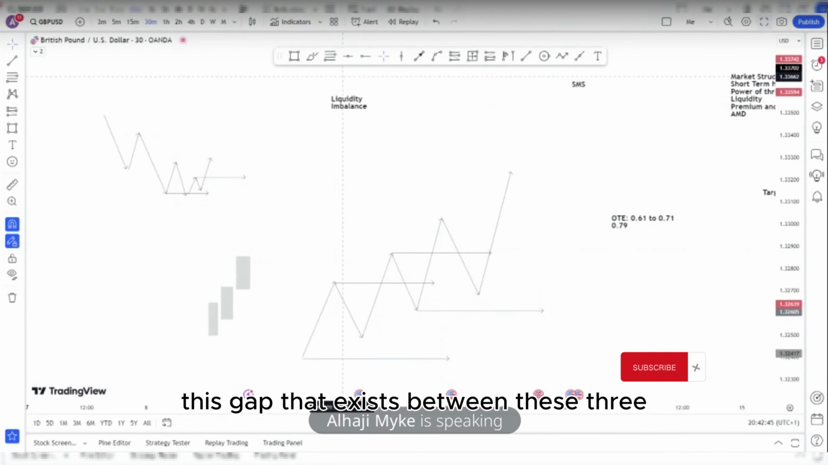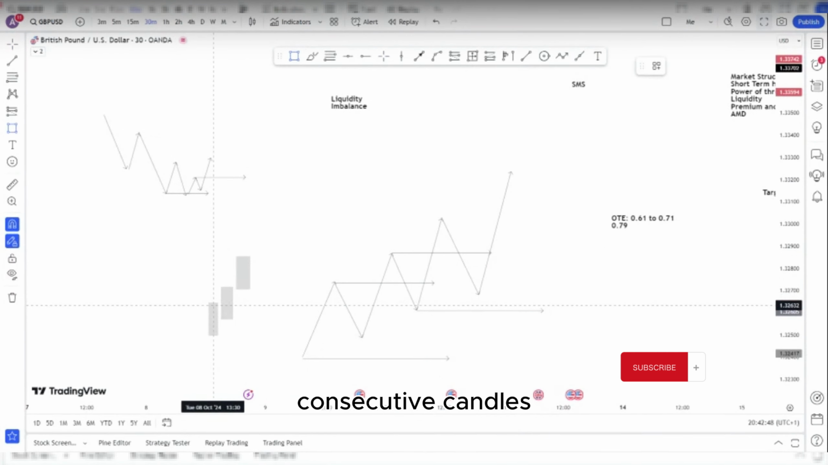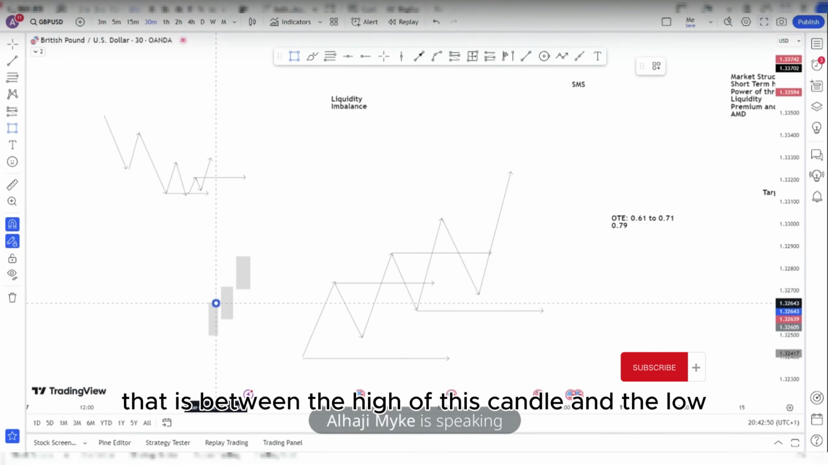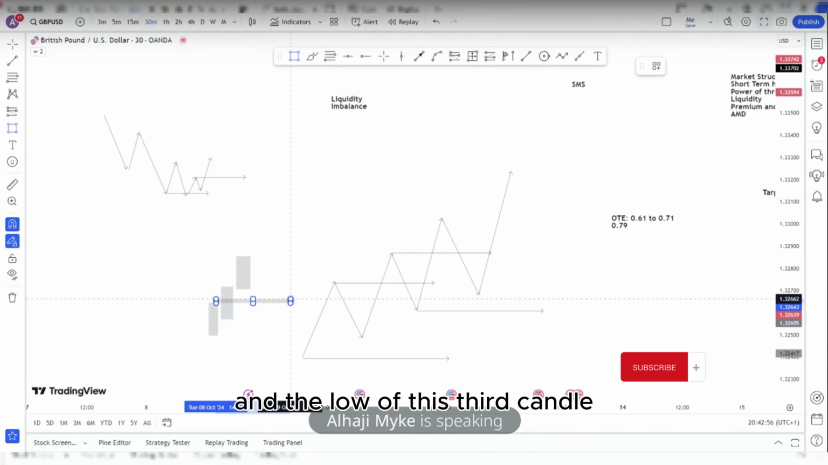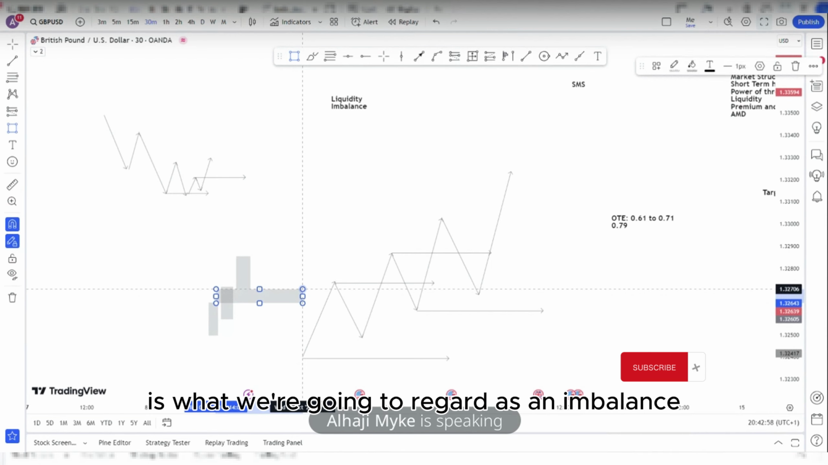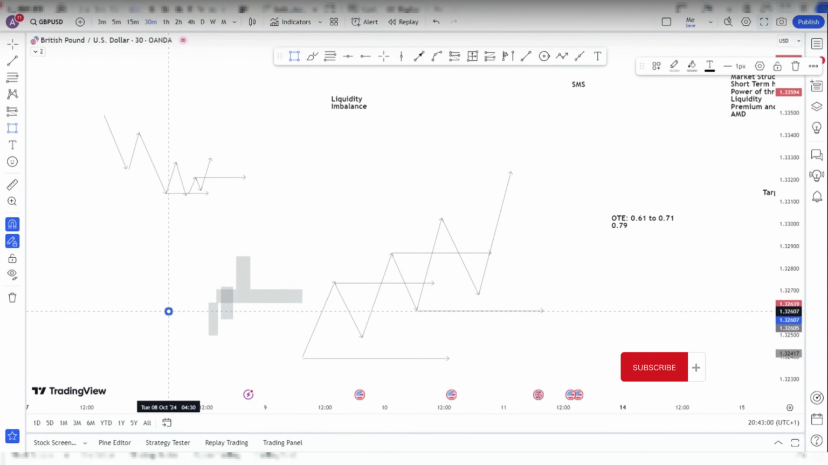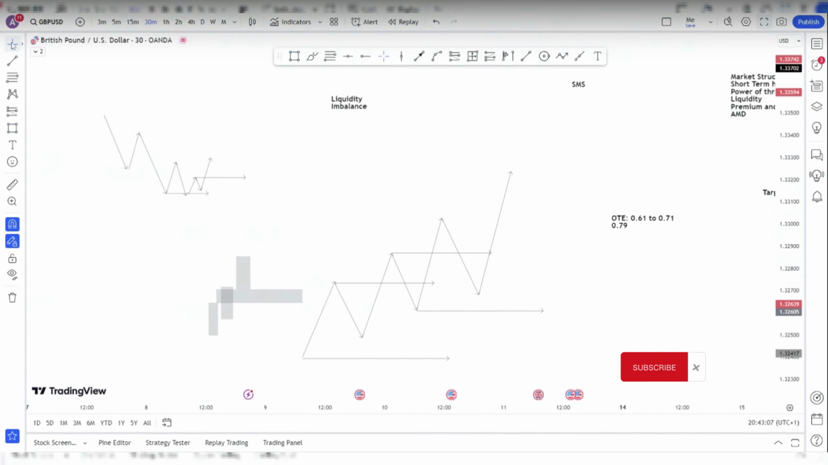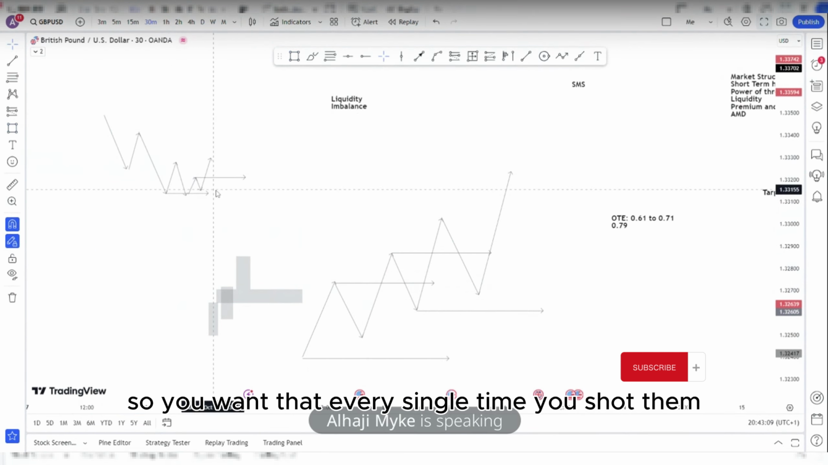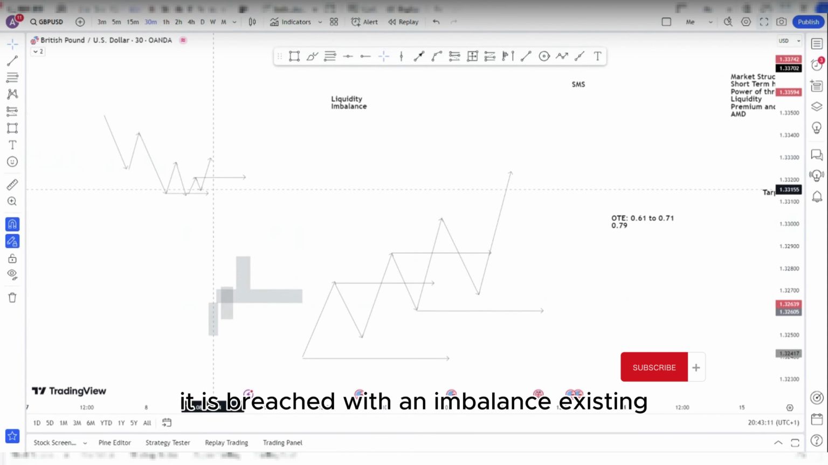So this gap that exists between these three consecutive candles, that is between the high of this candle and the low of this third candle, is what we're going to regard as an imbalance. Are we together? So you want that every single time a short-term high is breached, it is breached with an imbalance existing.